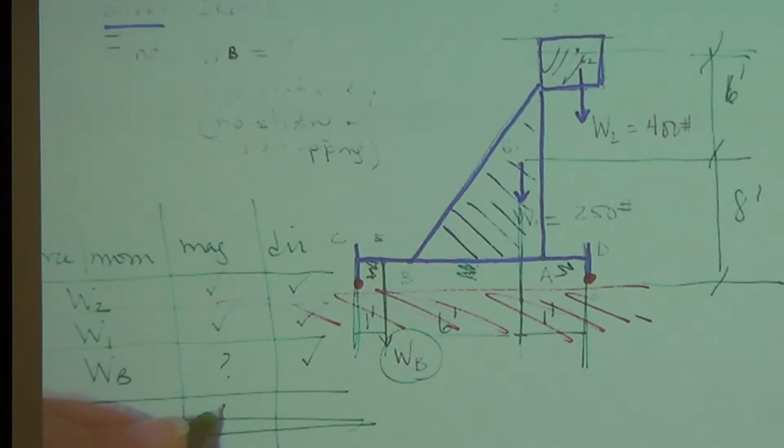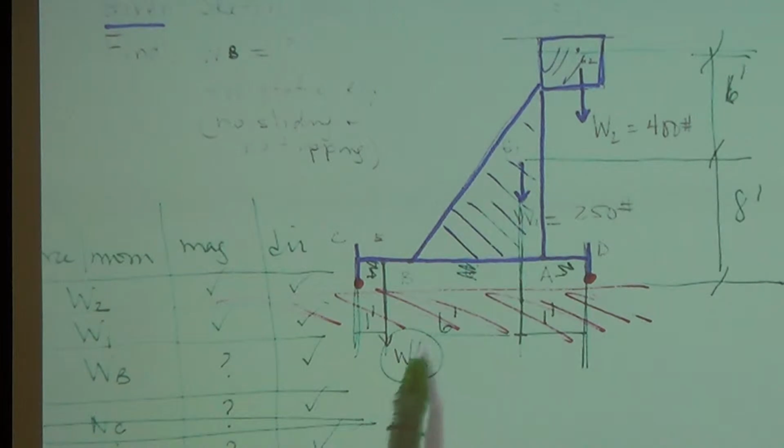So what about the normals, Lucas? Do we know them? We don't know them, but we know the directions. Okay, so we have 2 normals, 3 weights.